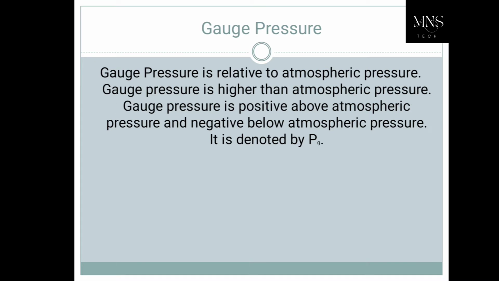Gauge pressure. Gauge pressure is relative to atmospheric pressure. Gauge pressure is higher than atmospheric pressure. Gauge pressure is positive above atmospheric pressure and negative below atmospheric pressure. It is denoted by PG.